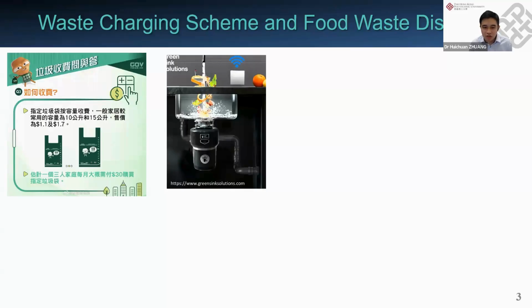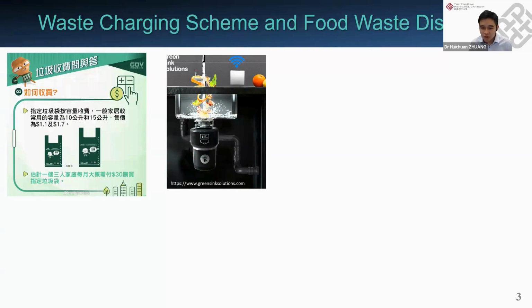Under such a scheme, one particular device has become very attractive to citizens. This is the food waste disposer you can see in the picture, or we call it FWD. It allows people to grind food waste in the kitchen sink and flush it into the sewer.